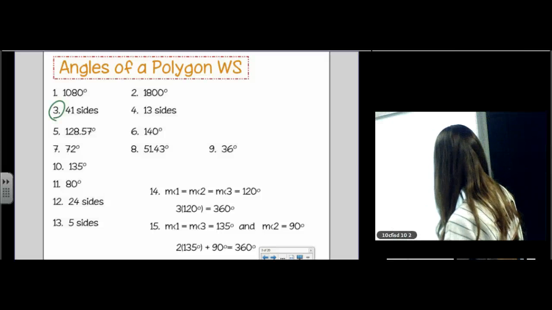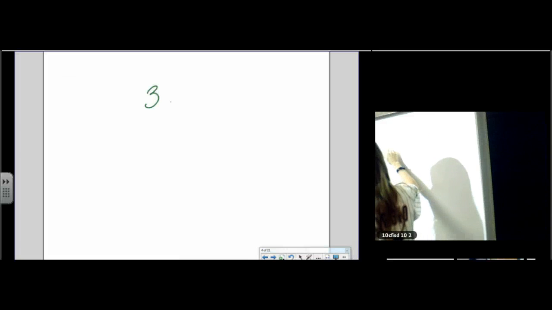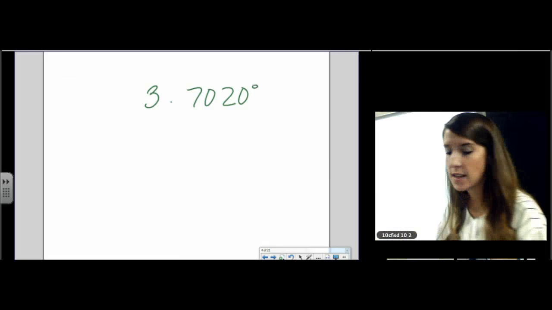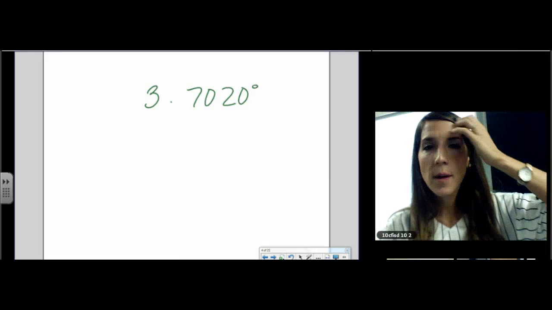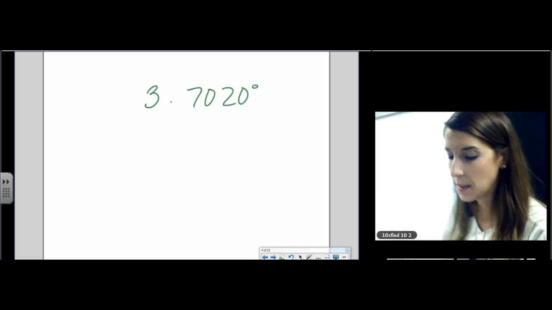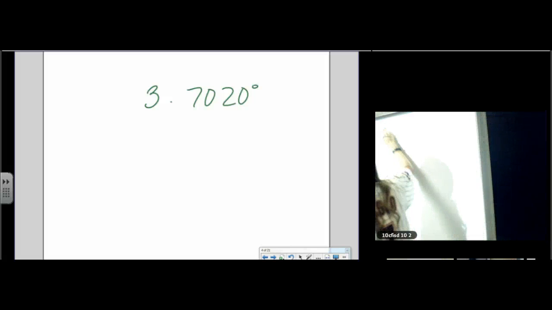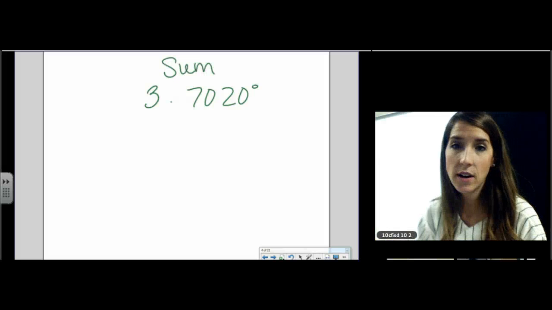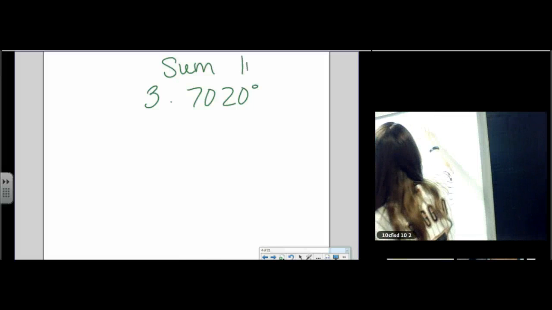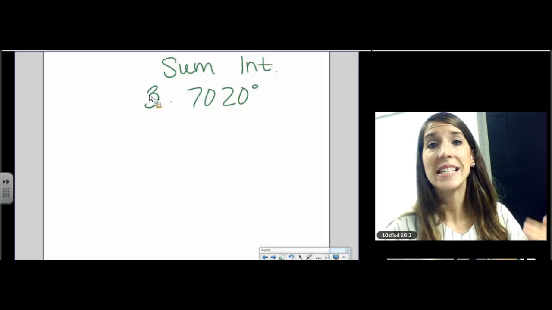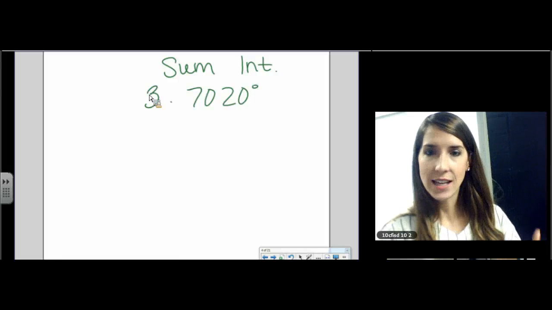Starting with number 3 from the homework. Number 3 says the sum of the measures of the interior angles is given. Find the number of sides. When you read a problem like this, especially on the quiz, you need to highlight key words. I see the word sum, and I see interior angles. By the way, if it doesn't say whether it's interior or exterior, it's always interior.